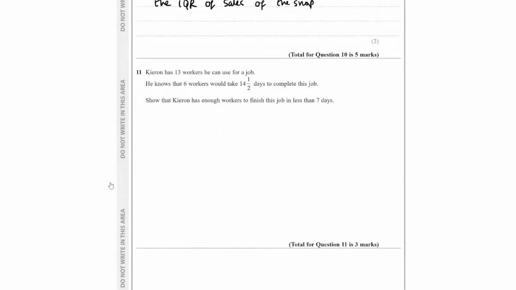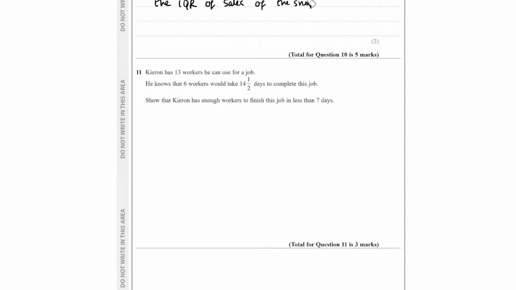Question 11. This is one where, again, hopefully I'd want you to learn to recognize what topic this is, and then it's a little bit easier. So Kieran has 13 workers he can use for a job. He knows that 6 workers would take 14.5 days to complete this job. Show that Kieran has enough workers to finish the job in less than 7 days.